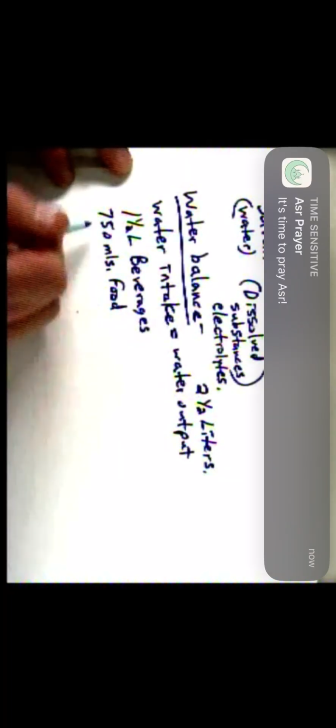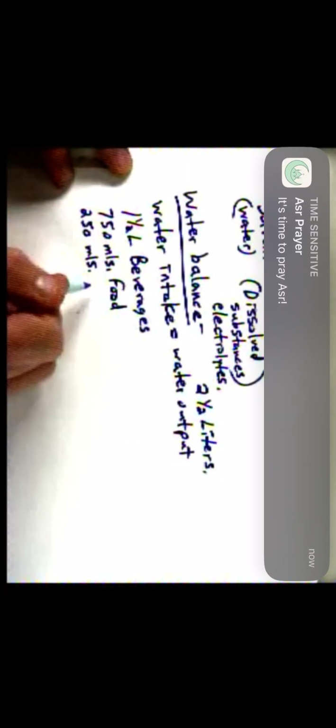The beverages oftentimes about 1.5 liters. And then our food actually gives us about 750 mils. So when I say food, the apples, the bananas, the ham, the black beans, the carrots, the lettuce, all those things have water within them. And then roughly about 250 mils of the water that we get as an intake is from metabolic water.